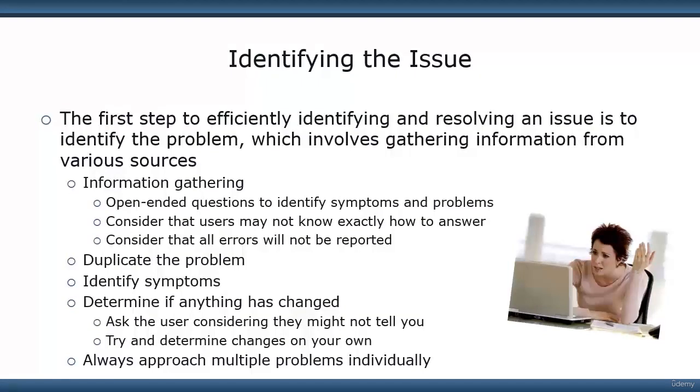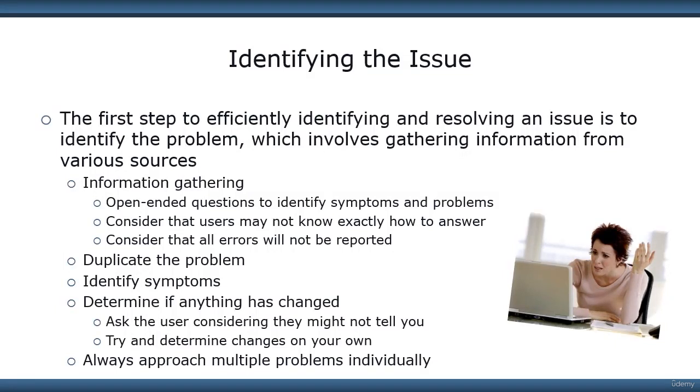So the very first step in troubleshooting methodology is to identify the problem. The first step to efficiently identifying and resolving issues is to clearly identify the problem. You can't fix a problem if you don't know exactly what it is. And so that involves gathering information from various sources. Okay, so we have multiple things that are a part of identifying the issue. And the first is just information gathering.